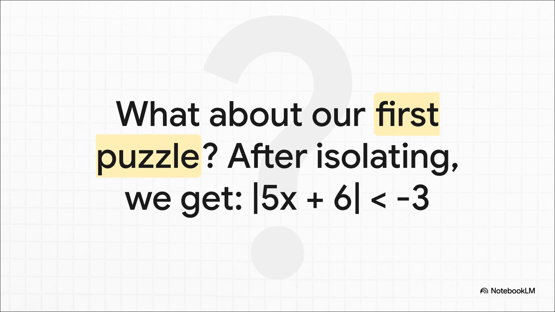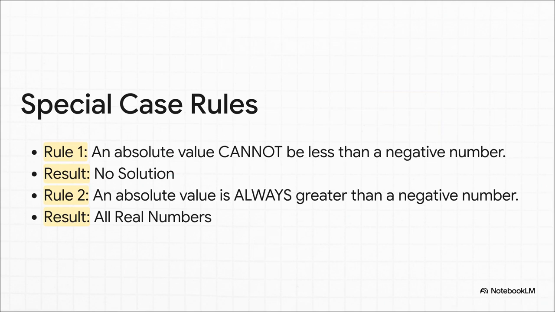Let's rewind all the way back to that very first problem we looked at. Remember this beast? Well, if we follow our step 1 and just isolate the absolute value, we subtract 4 from both sides, we get this. The absolute value of 5x plus 6 is less than -3. Now, wait a minute. This is where you have to pause and just think about what absolute value means. Remember, it's distance, and distance is always positive or 0.